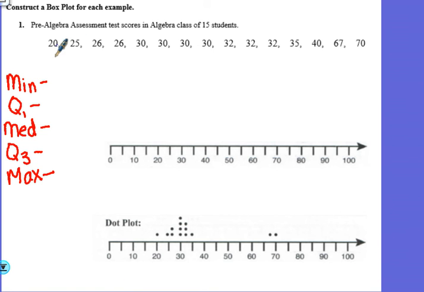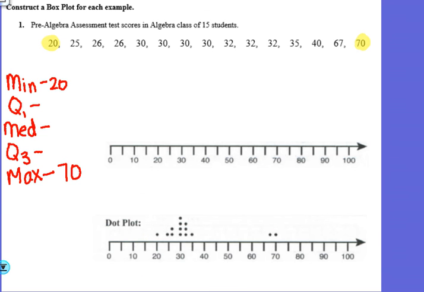So if you look at your data set, I think it's easiest to come up with the minimum and the maximum first. Our minimum is here, and our maximum is our highest value. So let's record those to the side. Our minimum is 20. The lowest score was a 20. And the highest score, or the maximum, was a 70.